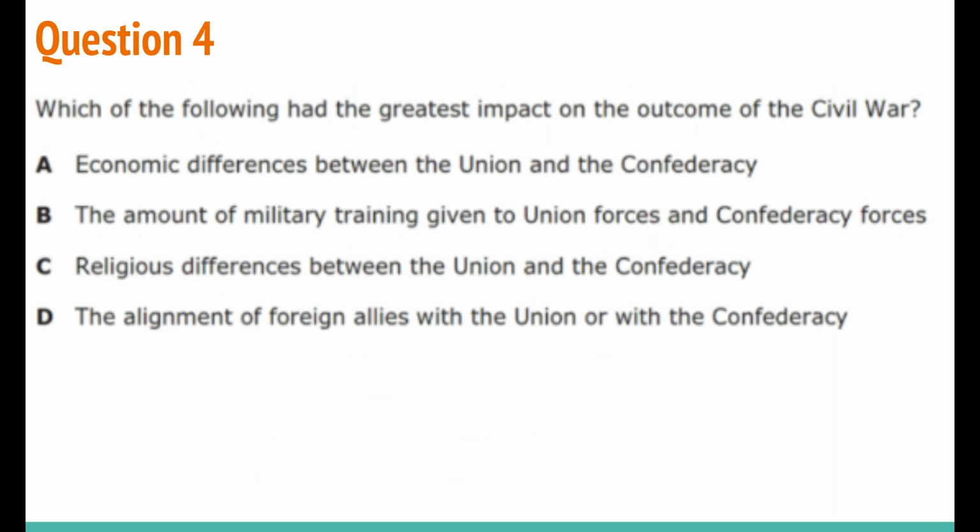Was it A, economic differences between the Union and the Confederacy? B, the amount of military training given to Union forces and Confederacy forces? C, religious differences between the Union and the Confederacy? Or D, the alignment of foreign allies with the Union or with the Confederacy? Which of these had the greatest impact on the outcome of the Civil War?